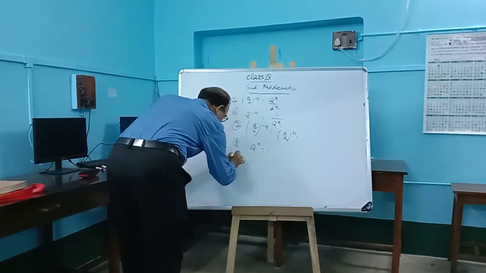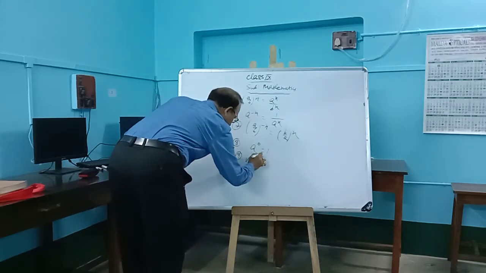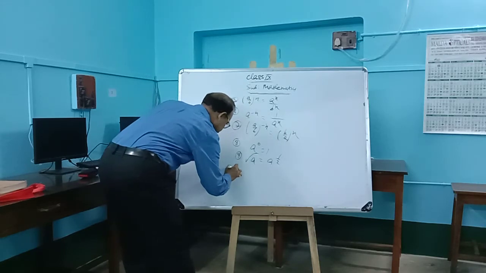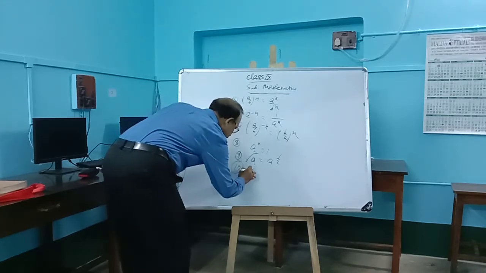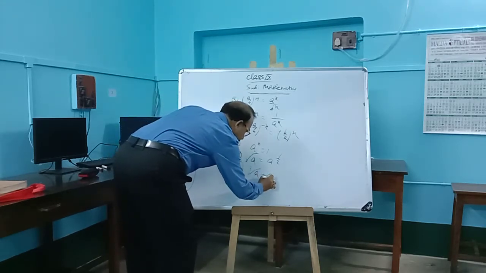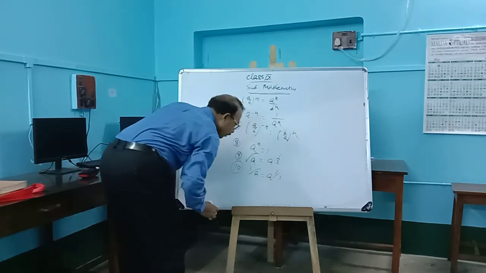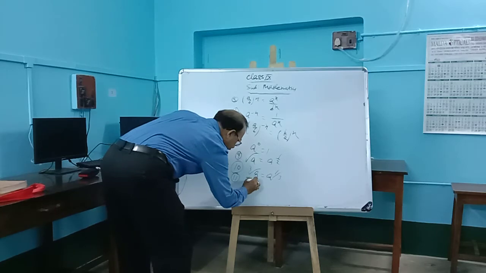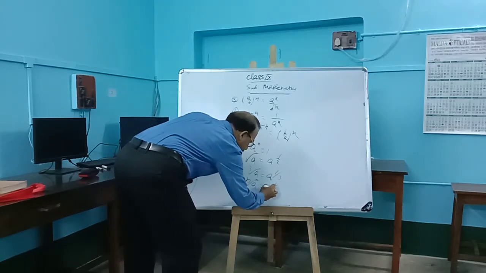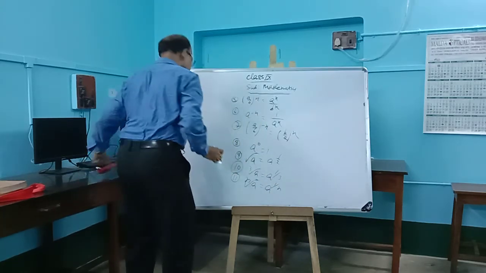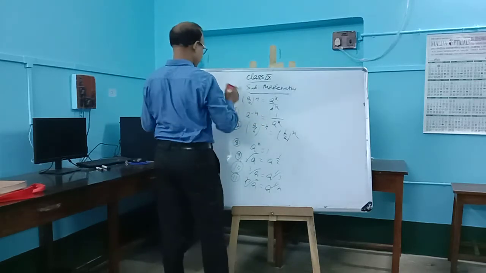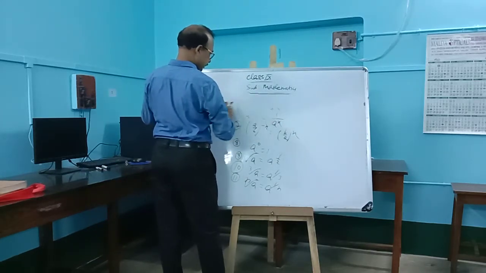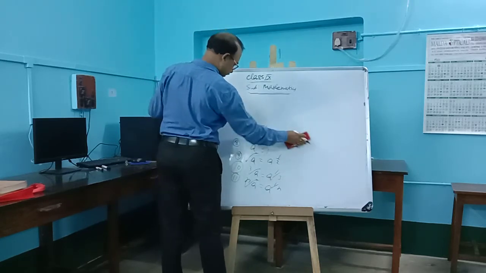Number 9: root of a. Root means the power half. Number 10: cube root of a is a to the power 1 by 3. Number 11: nth root of a, any root, is a to the power 1 by n. These are the laws of indices.